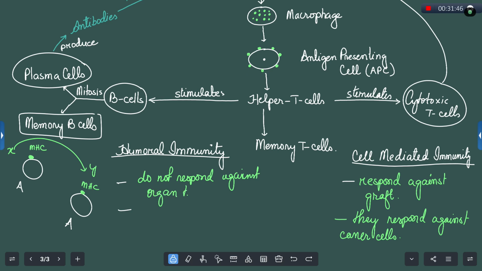Second point, they will not react against cancer. How many points are written here? How many points did you understand? Three. Together with these two points, these are the two mechanisms by which acquired immunity fights or eliminates any disease causing conditions.